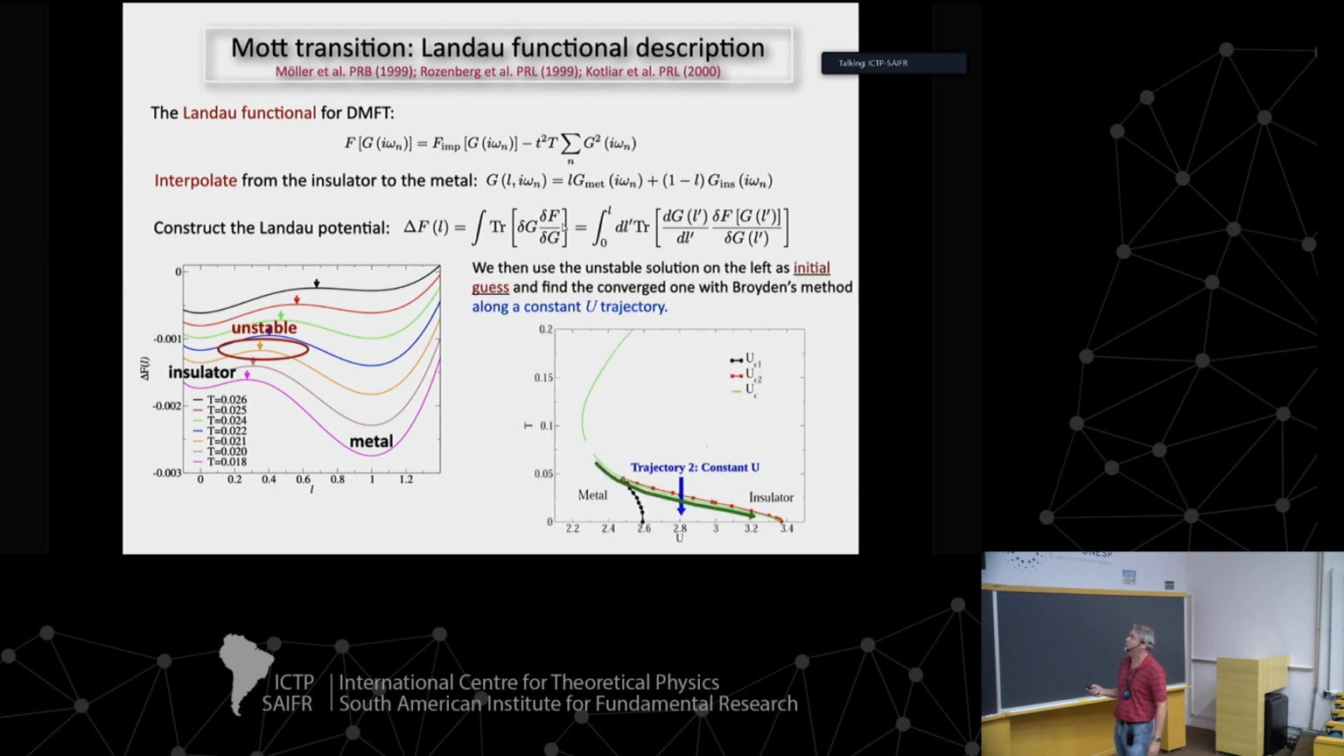What you actually have to do is to, starting from that good initial guess, use some sort of numerical method to converge to a maximum of the functional. And this is what we have been able to do. We use this method, Broyden's method, to try to, starting from this initial guess, converge to the maximum of the Landau functional. And what I'm going to show you is the behavior of that solution, the maximum point solution. Once again, in this case, along the green line. So fixing U and just decreasing the temperature and going through the transition, okay?